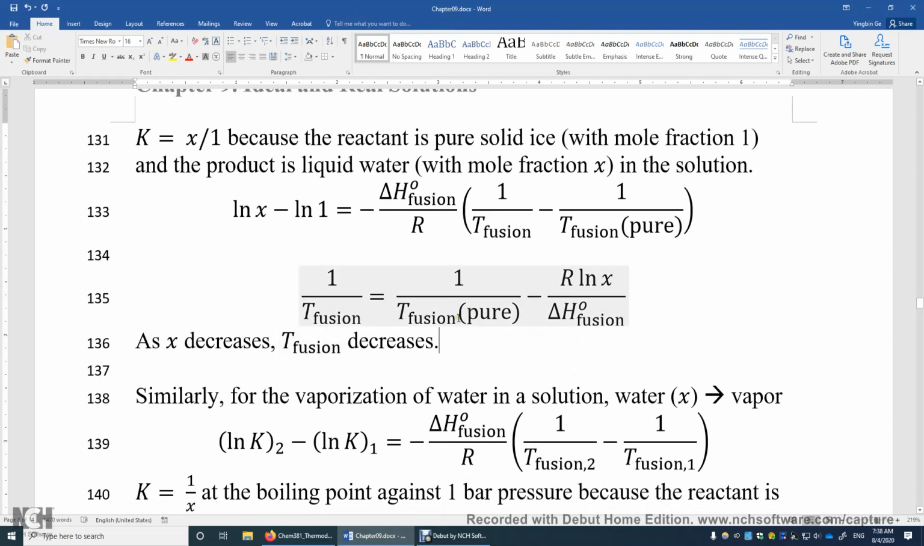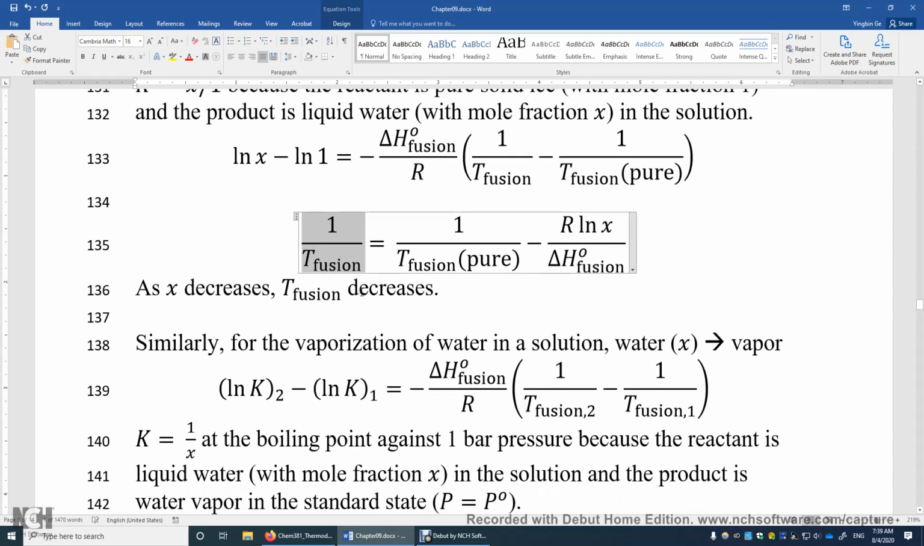Alright, so what you can do is if you add, for example, 1 mole sucrose into 9 moles of water, then the mole fraction of water is 0.9, so plug in 0.9 here. Plug in the enthalpy of fusion of water here, it's 6 kilojoules per mole. Plug in the melting point of pure water here, it's 273 Kelvin. And then you will get the melting point of this aqueous solution of sucrose.